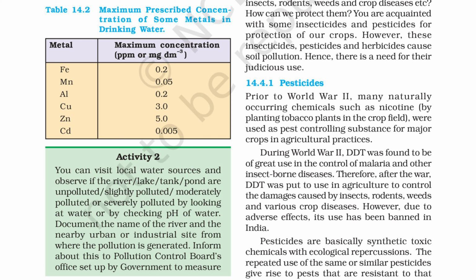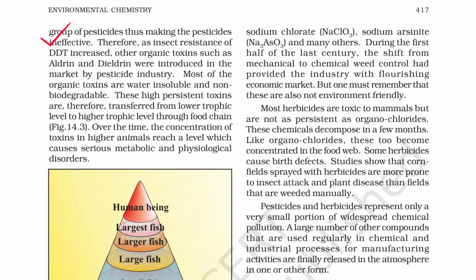Therefore, after the war, DDT was put to use in agriculture to control the damages caused by insects, rodents, weeds and various crop diseases. However, due to adverse effects, its use has been banned in India. Pesticides are basically synthetic toxic chemicals with ecological repercussions. The repeated use of the same or similar pesticide gives rise to pests that are resistant to that group of pesticide, thus making the pesticide ineffective.